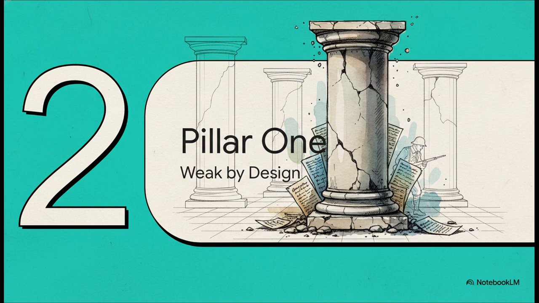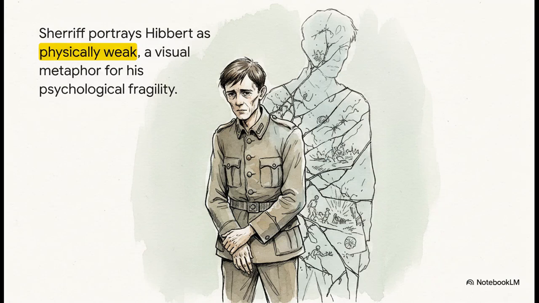And this first point is all about how Sheriff cleverly introduces Hibbert to us before he even says a single word. The key thing to get here is that Hibbert's appearance isn't random. It is a totally deliberate choice by Sheriff. His physical weakness is basically a big visual clue, a metaphor for his psychological weakness. Sheriff is showing us how fragile he is, not just telling us.